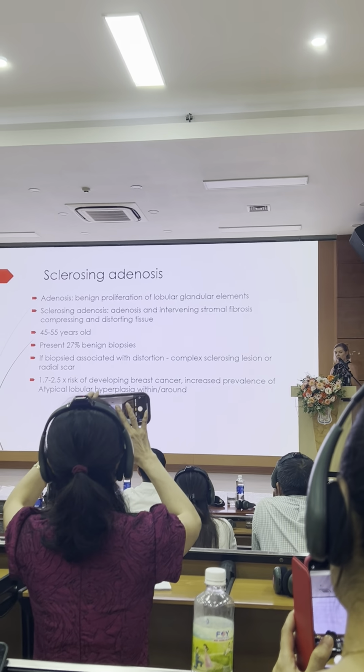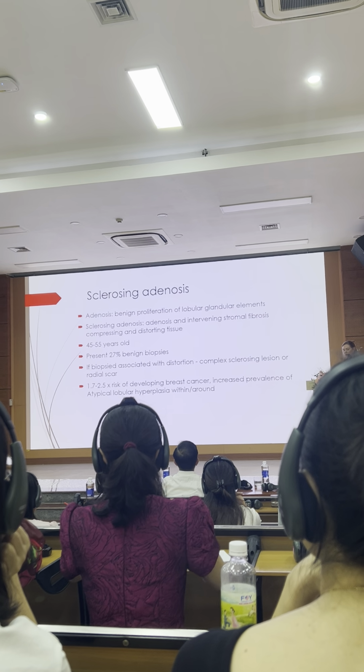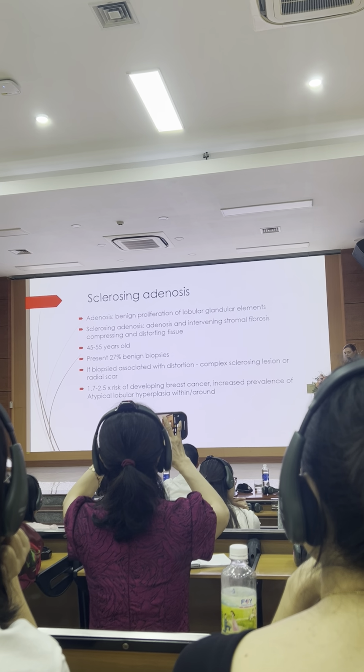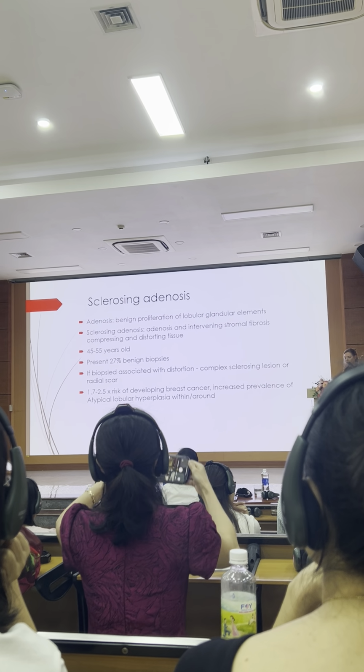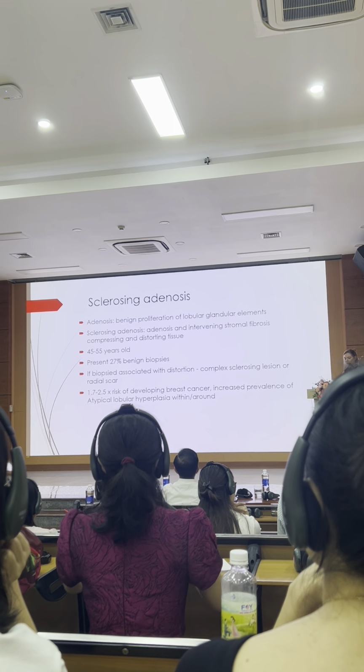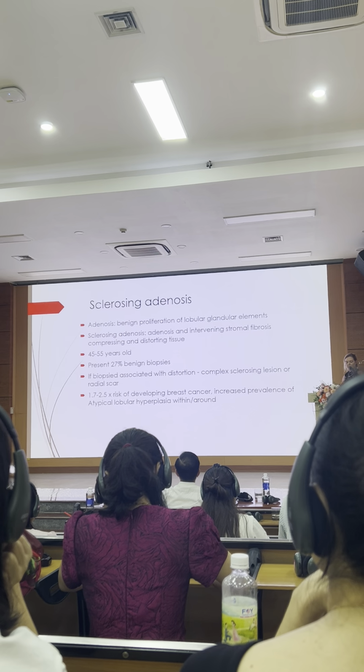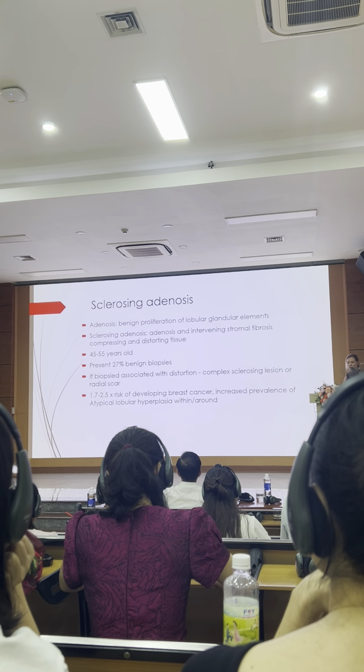If it's biopsied and there's an associated distortion, then it's known as a complex sclerosing lesion or a radial scar. There is 1.7 to 2.5 times the risk of developing breast cancer in a patient with sclerosing adenosis. Particularly, there's increased prevalence of atypical lobular hyperplasia within it and around it.